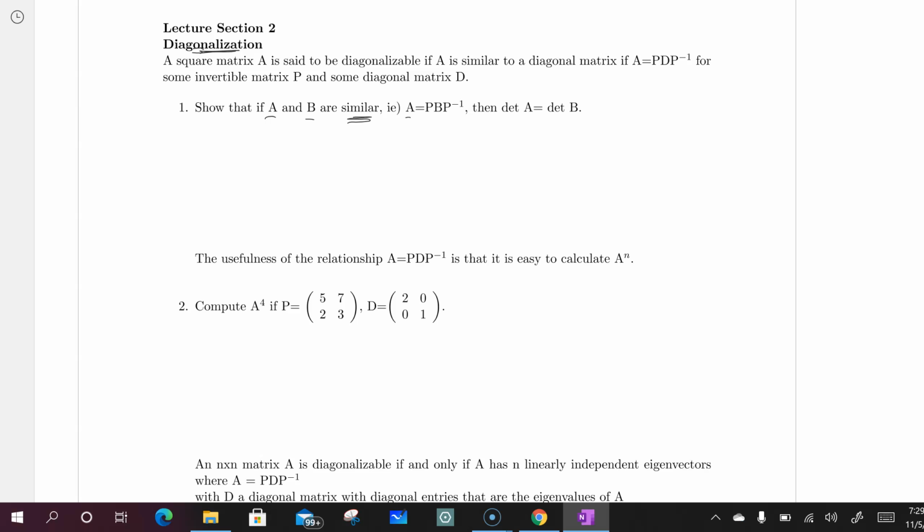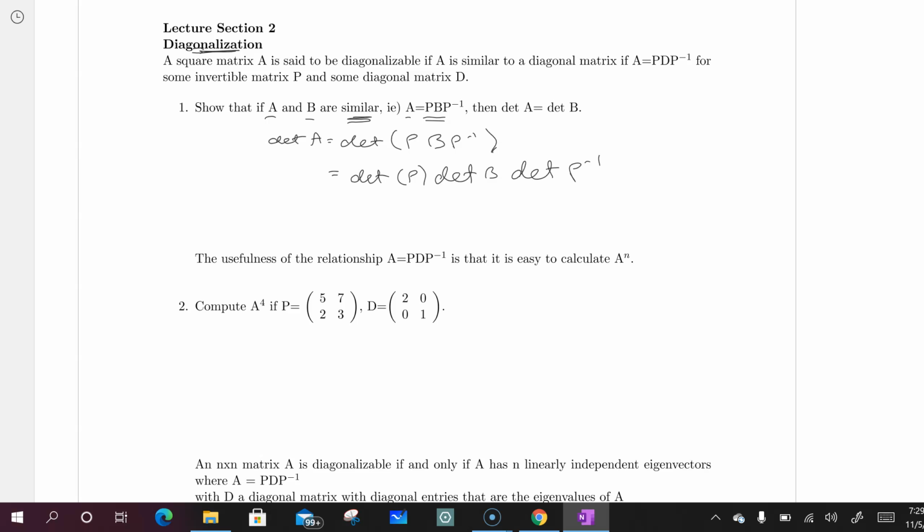Okay, so first let's just play with determinants. If I take the determinant of A, then I'm going to substitute what A is equal to. So that's PBP inverse. Okay, and then I'm going to use what I know about determinants. I can separate this.